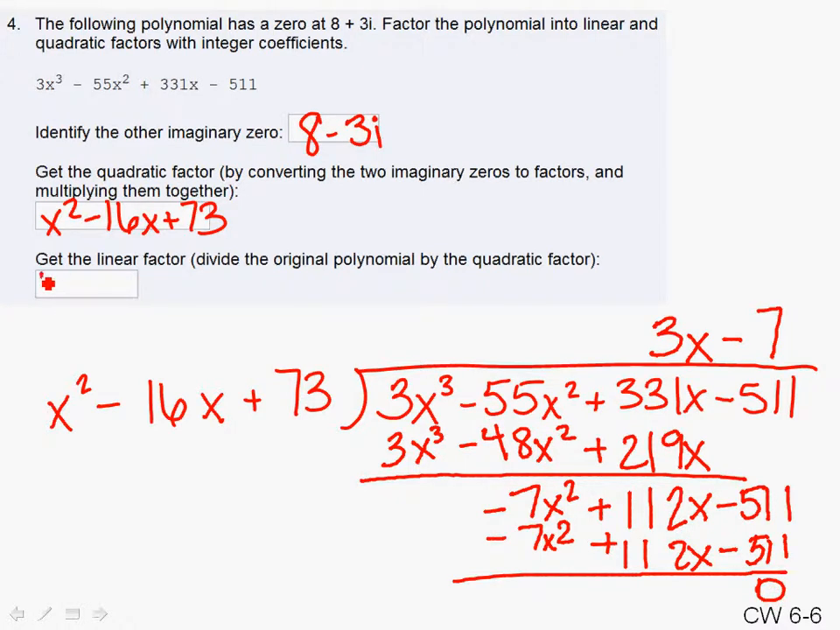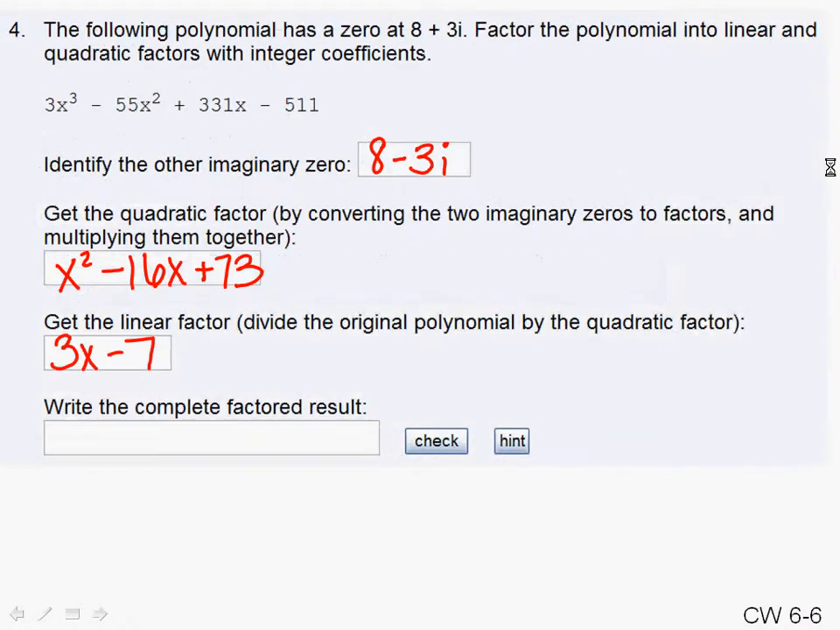Okay, so our linear factor is 3x minus 7. The final part asks to write the complete factored result. So it wants both the linear as well as the quadratic. So we have 3x minus 7 and x squared minus 16x plus 73. Okay, so if we were to multiply these two factors, it would give us 3x cubed minus 55x squared plus 331x minus 511.